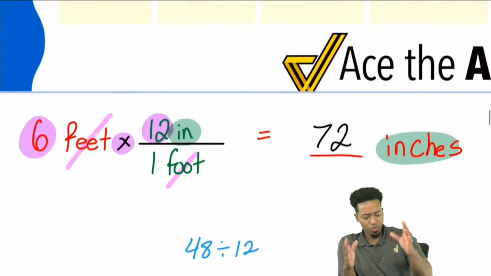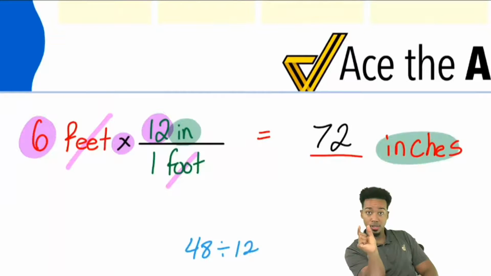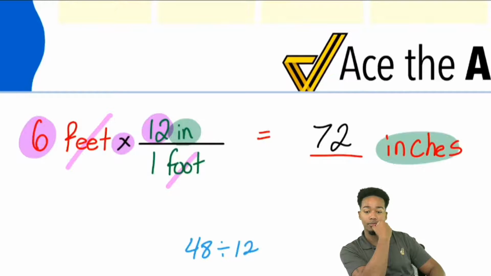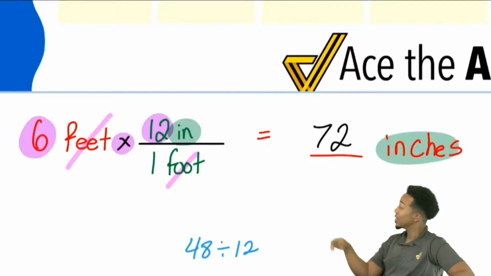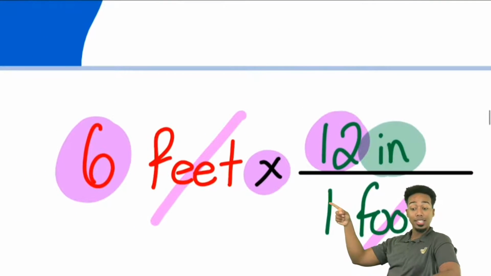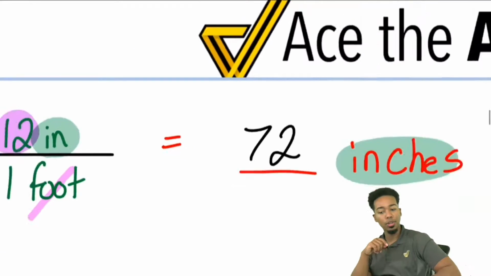So here, starting with feet, and we want it to go to inches. Everybody, from feet to inches, what are we supposed to do? We're supposed to multiply. What do we end up doing? 6 times 12, right over here. 6 times 12. And we end up getting 72.